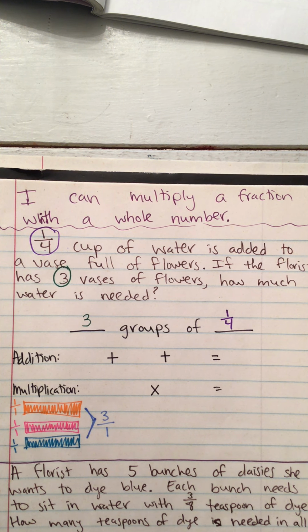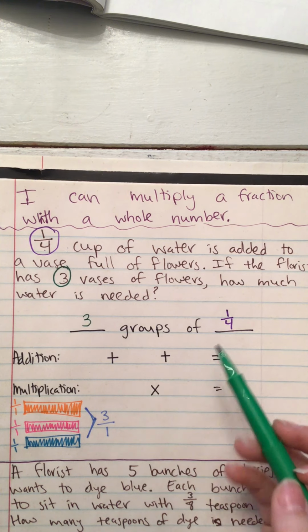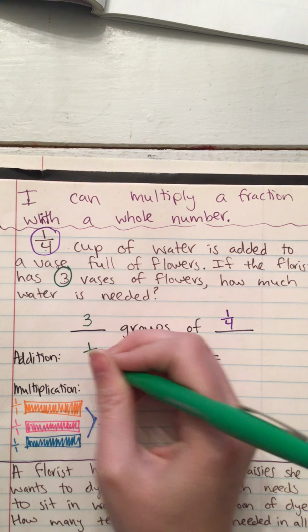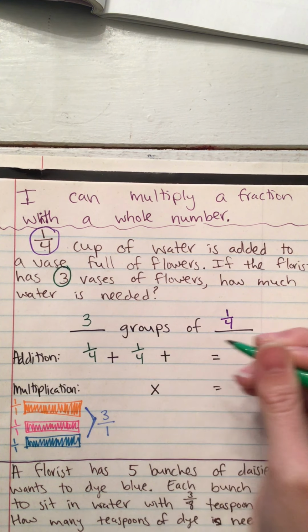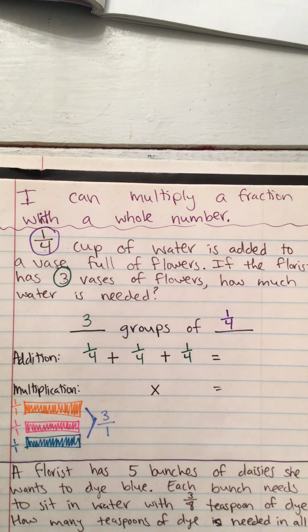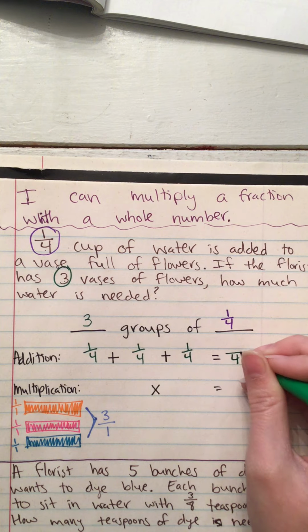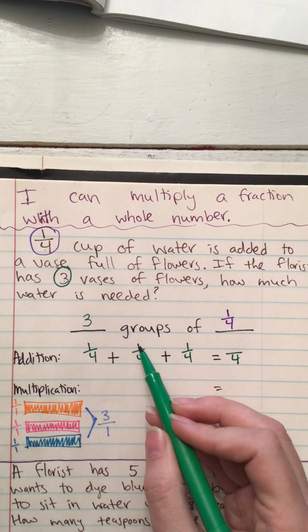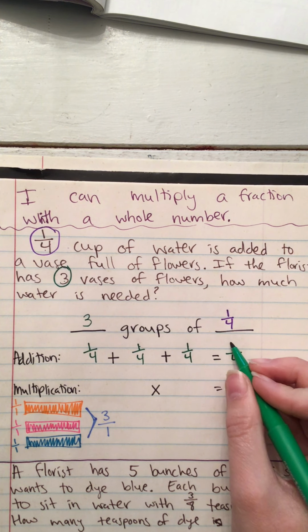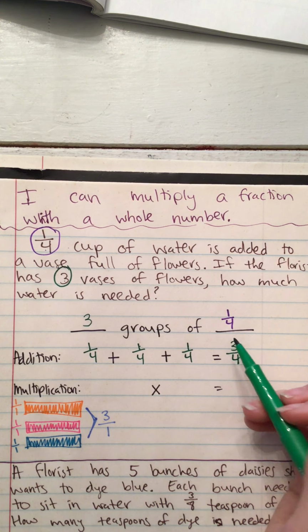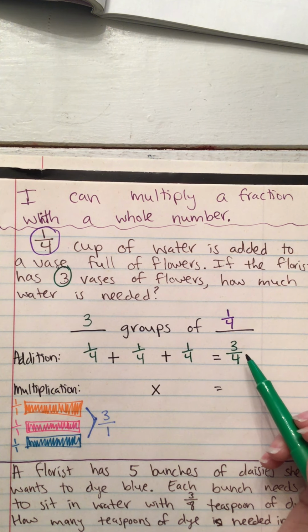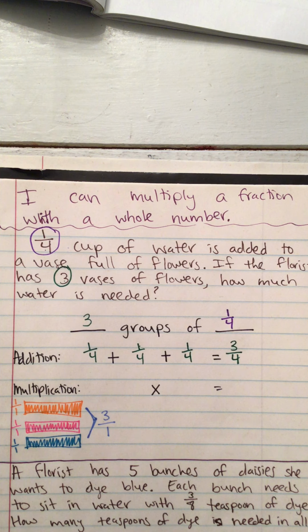So addition, well, if we have 3 groups of 1/4, that's saying 1/4 plus 1/4 plus 1/4. Okay, keep my denominator the same. We're still working with fourths. Then 1 plus another 1 plus another 1, 3. 1, 2, 3. So 3 groups of 1/4 equals 3/4. I'm also going to show you multiplication.